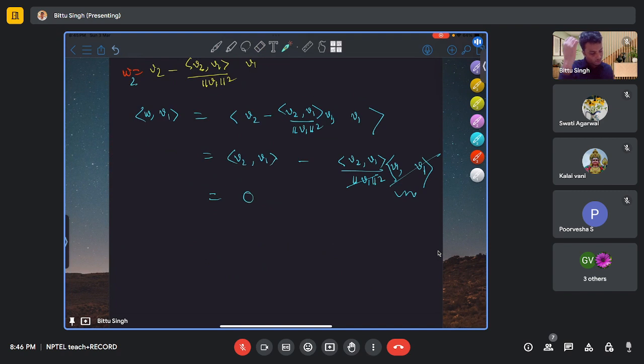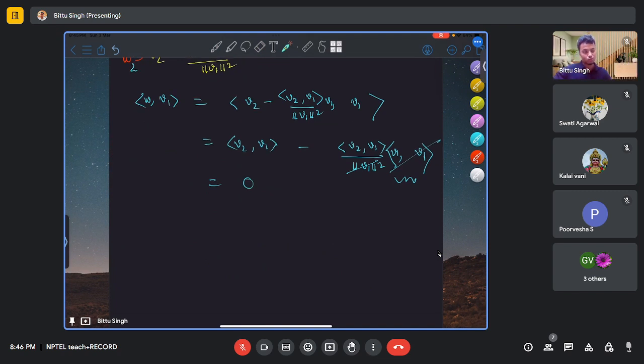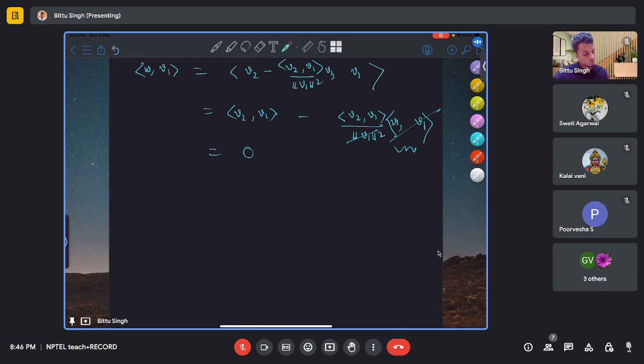And in general, we will do this step inductively. Given V1 up to Vn, a basis for some vector space V, we want to create an orthogonal basis using this. That is, the span should be V also, and this new basis should be orthogonal. So the Gram-Schmidt process says: choose W1 to be V1.